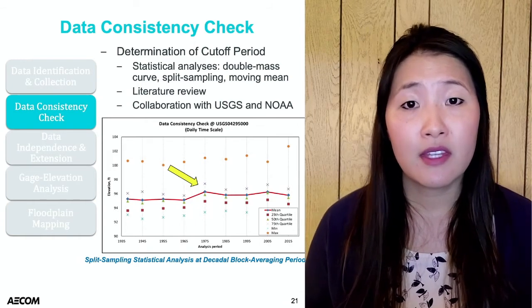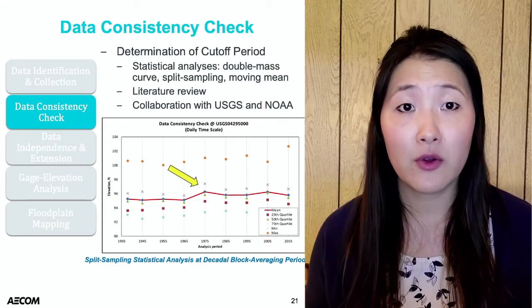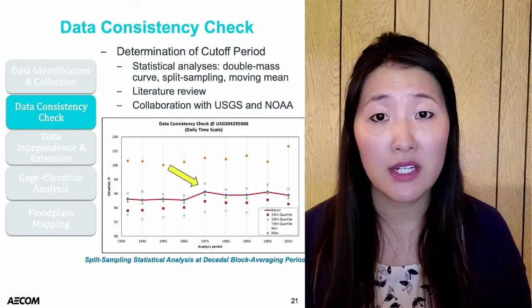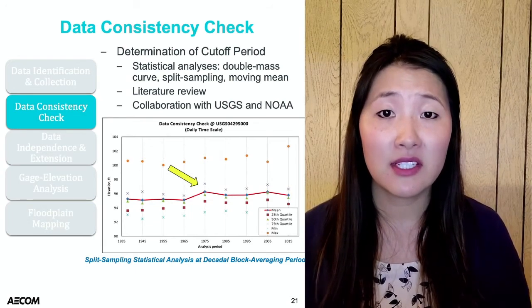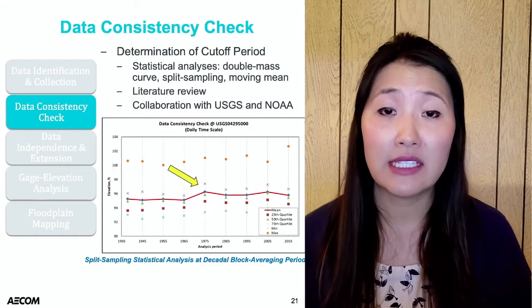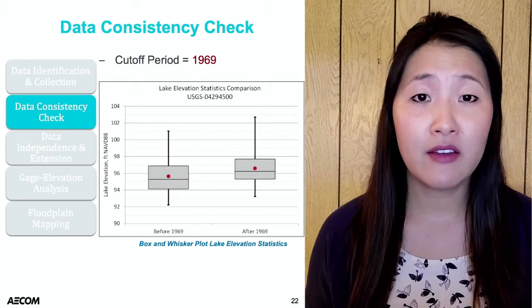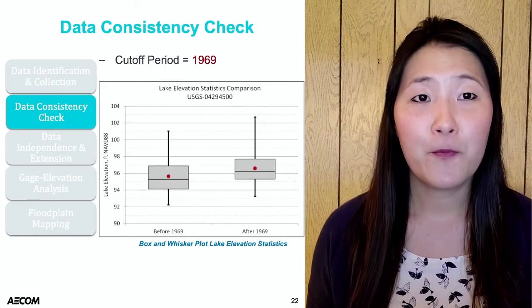With the split sampling and moving mean analysis coupled with the literature review, as well as project communications with USGS and NOAA representatives, it was determined that the shift in statistics and the shift in lake levels occurred in 1969. This box and whisker plot summarizes the lake elevation statistics before and after that cutoff period of 1969.